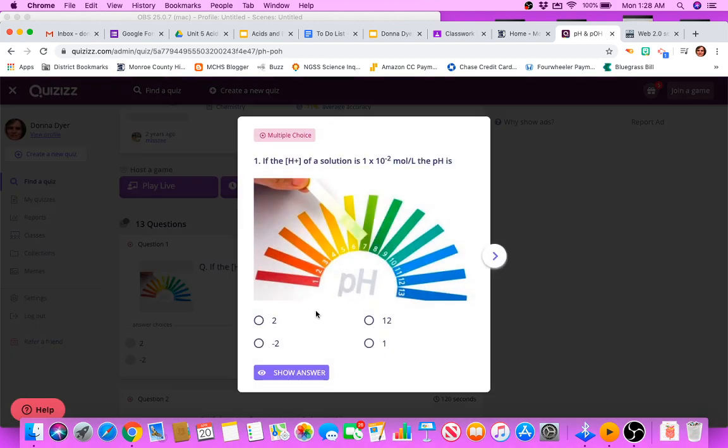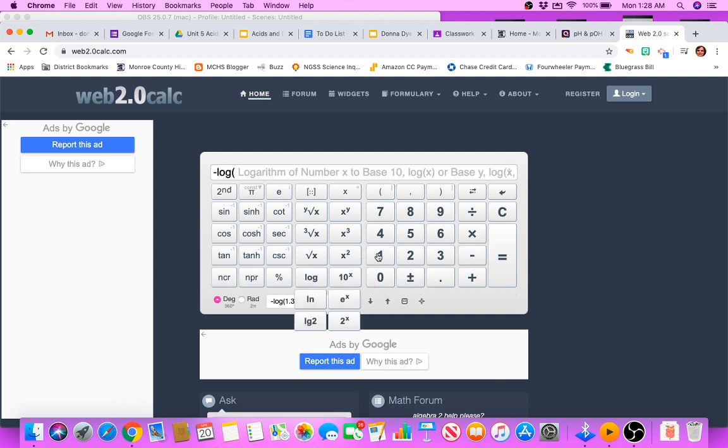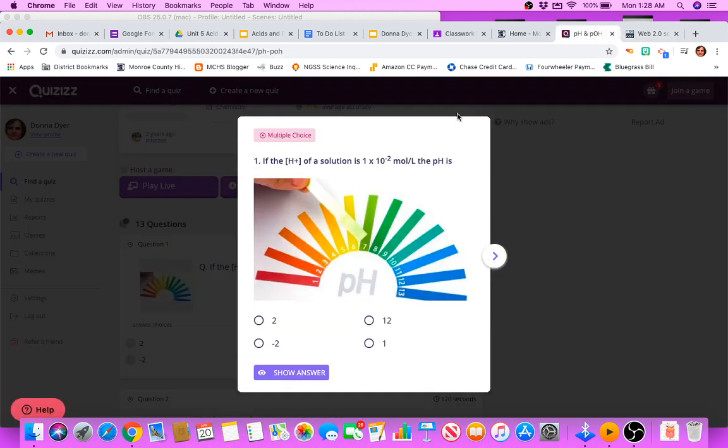So let's look at the first one here. If the hydrogen ion concentration of a solution is 1 times 10 to the negative 2, we want to know what the pH is. So what we need to do then, remember, pH is equal to negative log of the hydrogen ion concentration. So we need to do the negative log of 1 times 10 to the minus 2. So here is my scientific calculator that I'm going to be using. So all I have to do is type in negative log 1 times, and then I'm going to hit the 10 to the x, negative 2. And up here it shows me I'm doing the negative log of 1 times 10 to the minus 2 equals, and here's my answer, 2. So let's see if that's correct. And it is. That is correct.